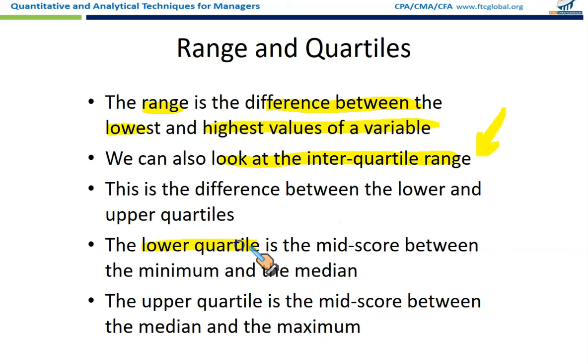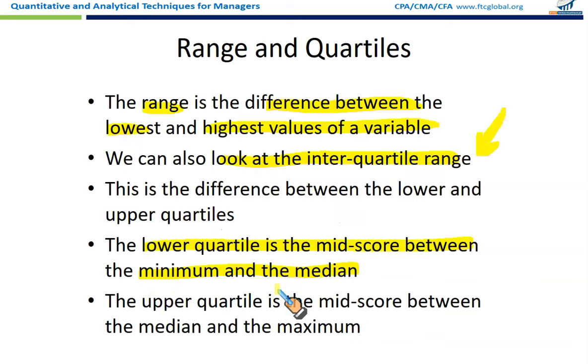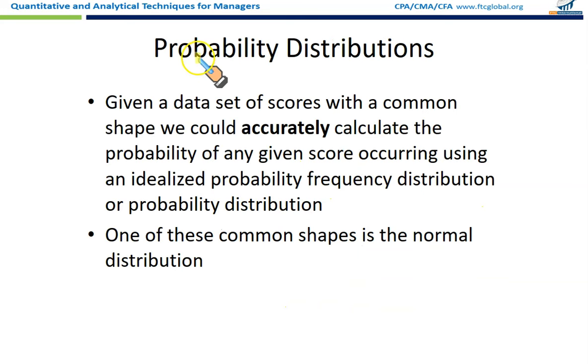It says the lower quartile is the mid-score between the minimum and the median. Exactly, this is another way of looking at it. The midpoint between the minimum and median is called the lower quartile, which is of course 25% of your data. The upper quartile is the mid-score between the median and the maximum. This is the median, this is the maximum, and this midpoint is the upper quartile. And the difference between these two is what you call the interquartile range.